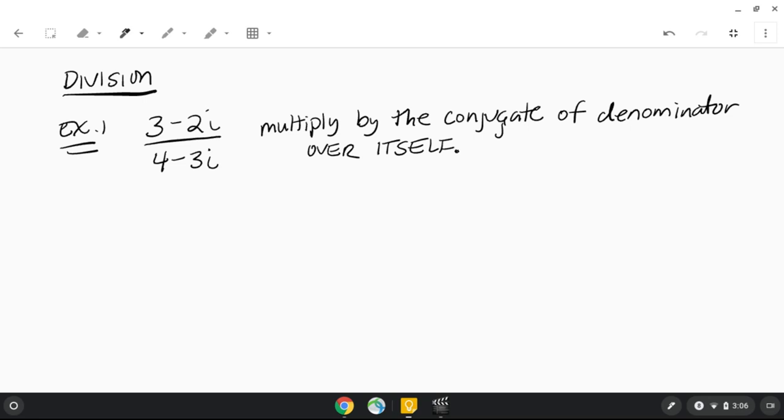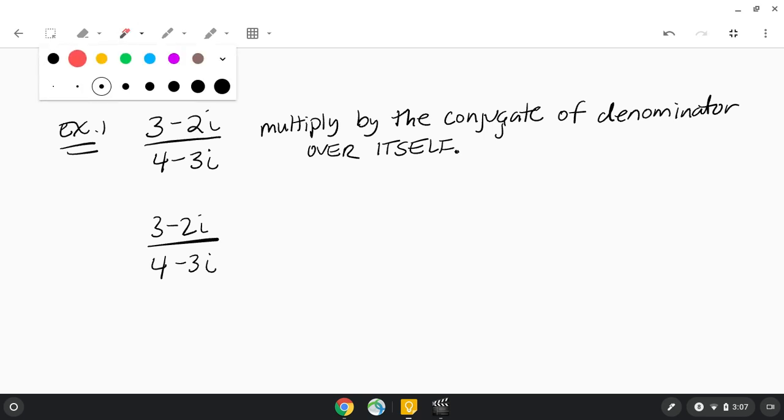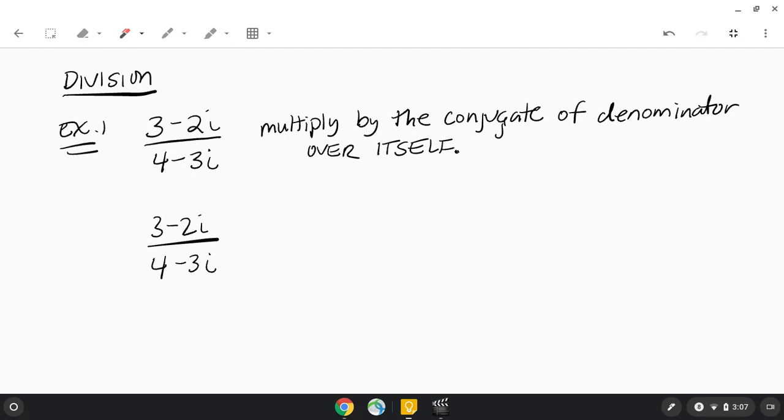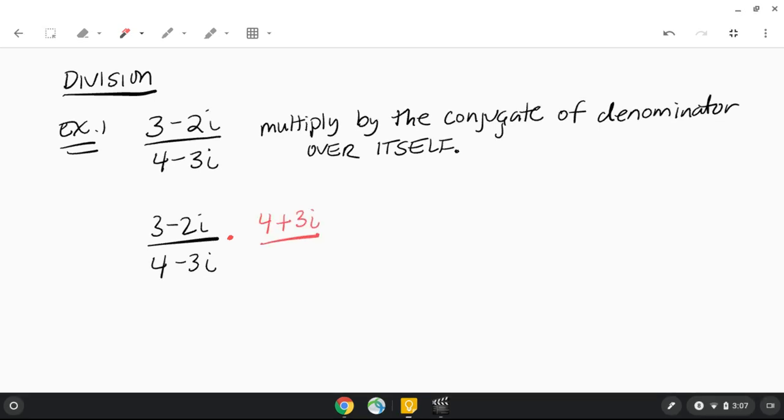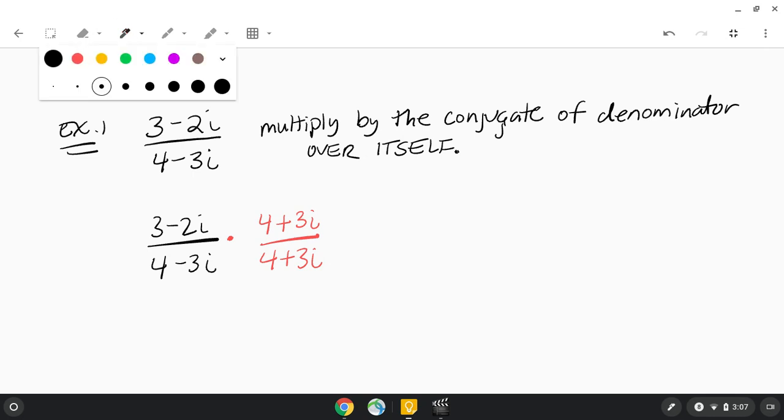So 4 minus 3i is the denominator, right? Here I'm going to bring the problem down here and work it out. So what I'm going to do is multiply the numerator and the denominator by the conjugate of 4 minus 3i. So that's going to be 4 plus 3i over itself, which is essentially 1. Anything over itself is 1, almost. All right, so let me get my black pen back.